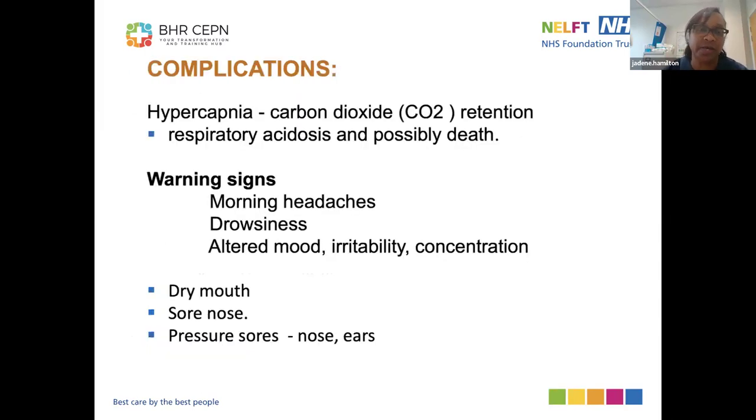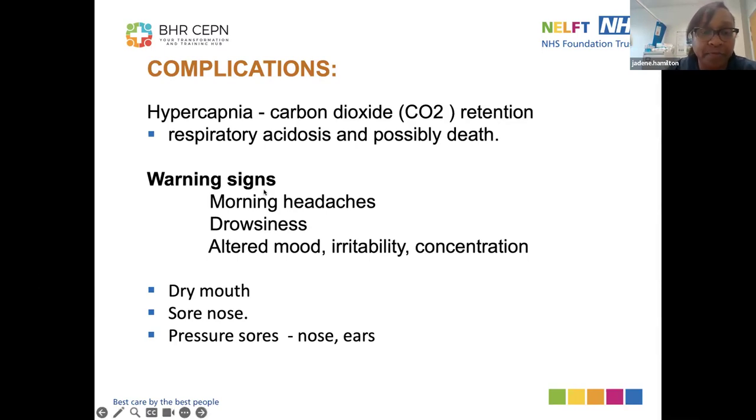Okay, so what are some of the complications? I've already mentioned the main one, which is CO2 retention leading to respiratory acidosis, sometimes death. So we have to be very careful when we're giving it to our COPD patients. That's one of the reasons we do the blood gases, to help us determine how much, if it's benefiting them, if they need a referral on for BiPAP NIV, then we'll do that. Some early warning signs that we get, maybe morning headaches, drowsiness, any altered mood or irritability or lack of concentration.